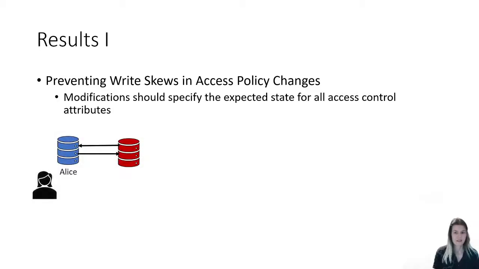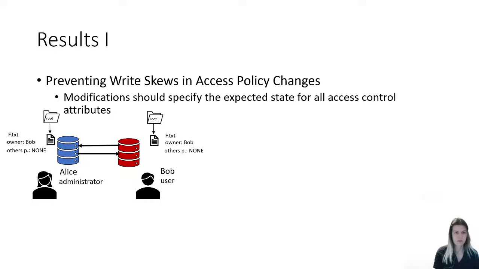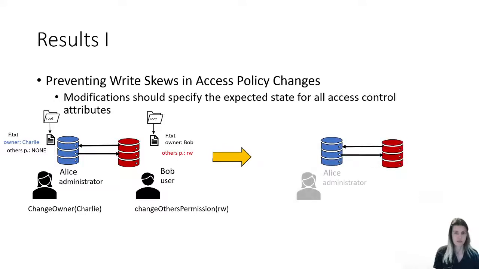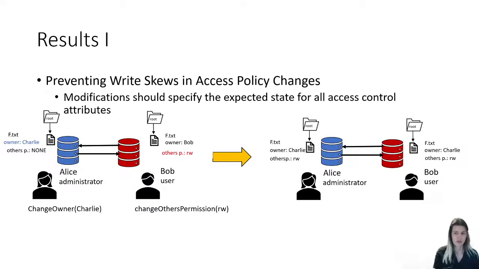We again have Alice as an administrator and Bob as a user. Bob is again the owner of the file f.text, and the others' permissions are set to none. On her replica, Alice changes the owner of f.text to Charlie and leaves the other permissions as none, such that Bob will not be able to observe Charlie's changes to the file. On his side, Bob changes the other permissions to read and write. Because the attributes do not directly conflict, the replicas will converge to the following state. The owner of root/f.text will be Charlie, and the other permissions will be read and write. This state is not desired because Bob now still has full access to the file.